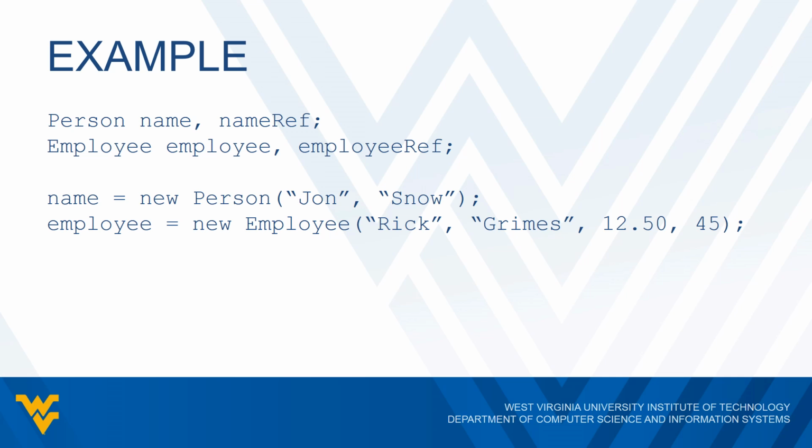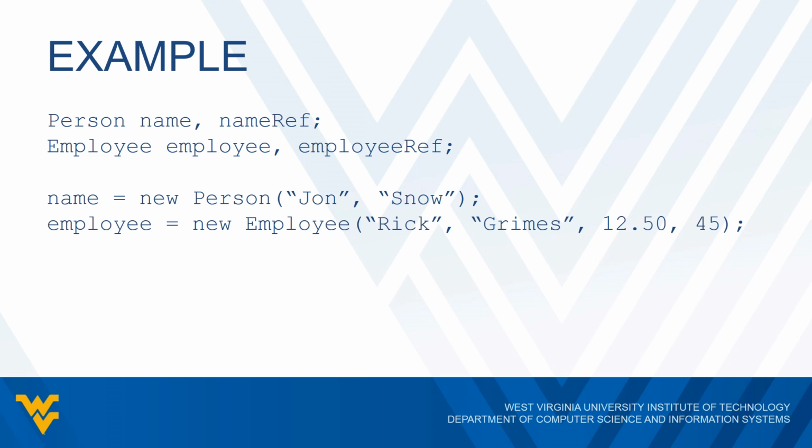The third line is creating an object of the person class. So here the first name is going to be John, the last name is going to be Snow, and we're going to store that object in the name reference variable. And then the next line, we're going to create an object of the employee class. So we're going to have Rick as the first name, Grimes as the second name. And notice that we're going to include some additional information. We're going to include the wage of the person and the number of hours worked per week. So here we're also going to say that the wage is $12.50 per hour and the hours worked is 45. So here we have all that's being stored in the employee reference variable.